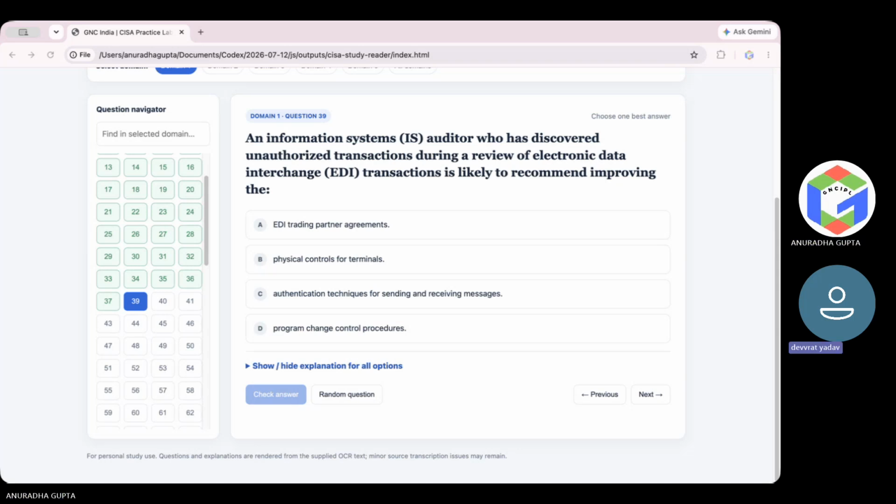An IS auditor who has discovered unauthorized transaction during... So many financial related questions are coming up in the past two or three questions. Yeah, because financial data is one of the critical data, and you have to secure it on priority. So related questions will come, and you need to understand everything.